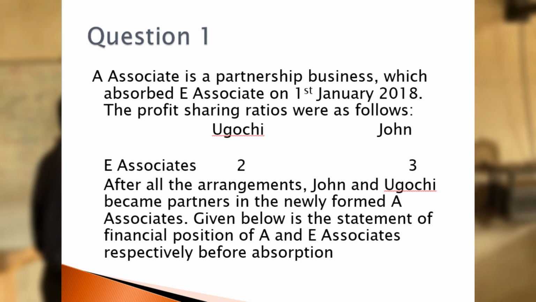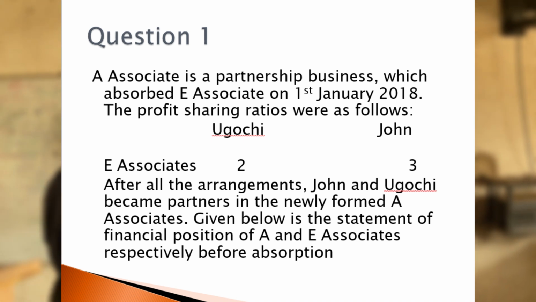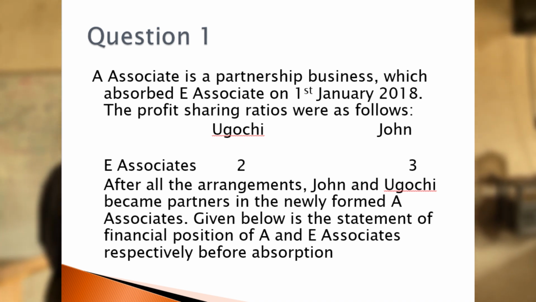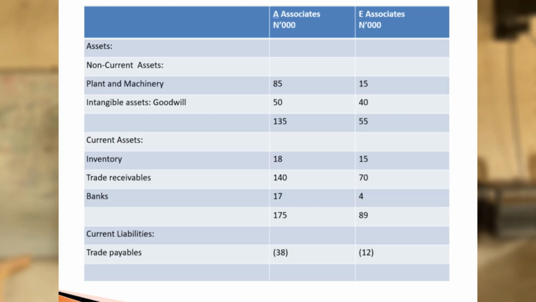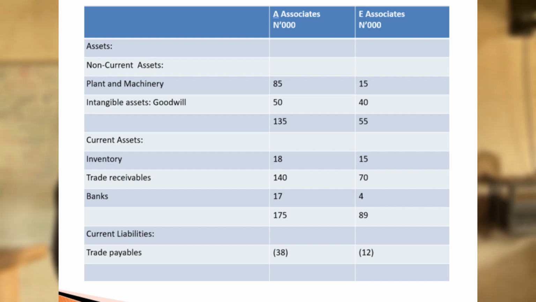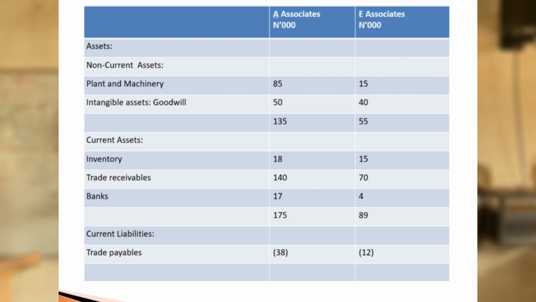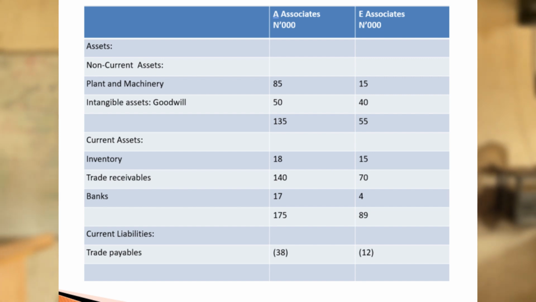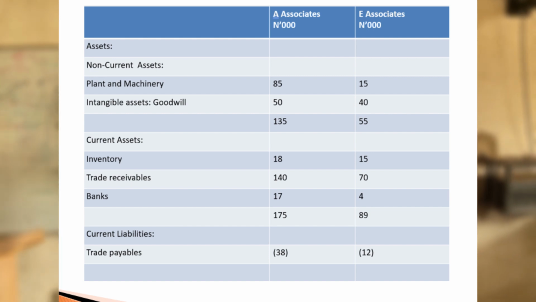Moving on, after all the arrangements, John and Ugochi became partners in the newly formed A Associates. Given below is a statement of financial position of A and E Associate respectively before absorption. So this is the financial statement of both businesses before they became absorbed, right? The reason why they give us this is because we need it in order to make a new financial statement for the new partnership, right? So this is the previous financial statement.